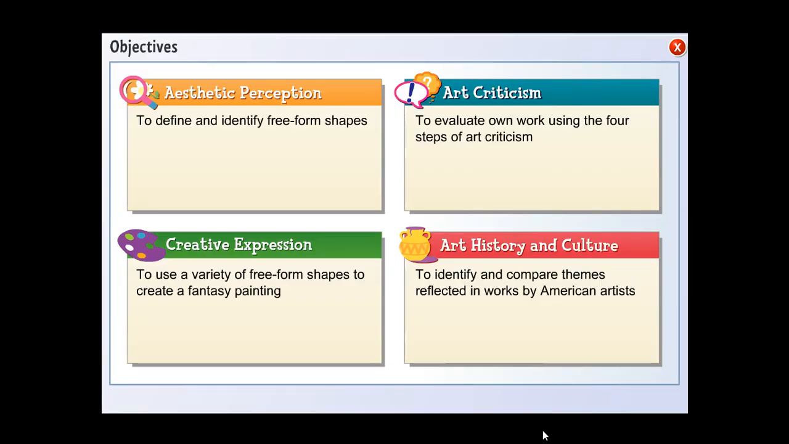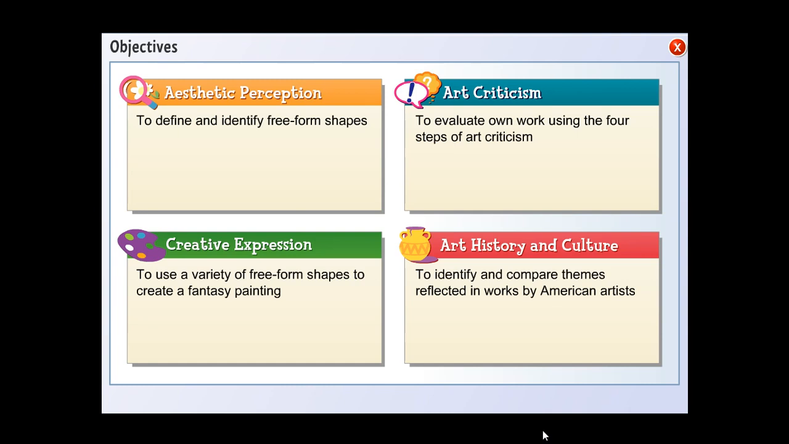All right, so let's look at our objectives for the day. Our aesthetic perception, you should be able to define and identify what a freeform shape is. Okay, so after this, when you go on to Nearpod, it might ask you to circle which ones are freeform shapes and which ones are geometric. Pay attention, okay? Your creative expression is to use a variety of freeform shapes to create a fantasy artwork, okay?